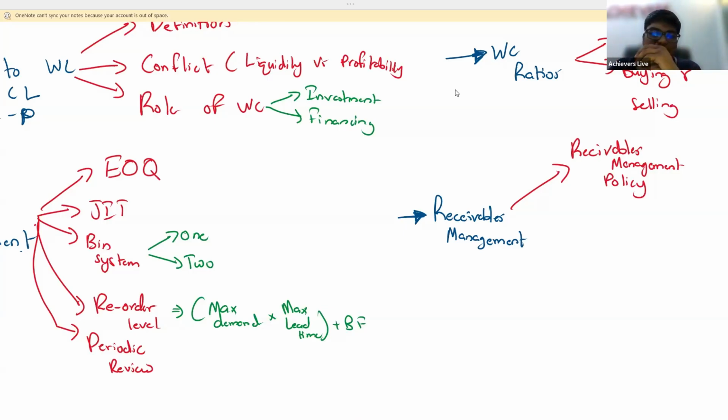Assessing the credit worthiness, first thing. Giving credit limits. Next is issuing the invoices. And then you have collecting the cash. And finally, monitoring and review. So these are the things which are included inside the receivables management policy.